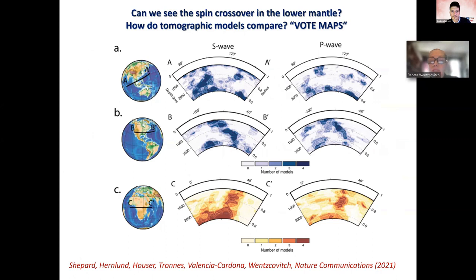These maps that I have are called Vote maps. These tomographic maps differ from each other. So you look at this, a sort of average shear velocity map and P velocity map. These blue regions are cold regions. This is a cut in the Pacific. This cold blue region is one plate that is subducting in the mantle. This is the S wave image of that plate. This is the P wave image of that plate.